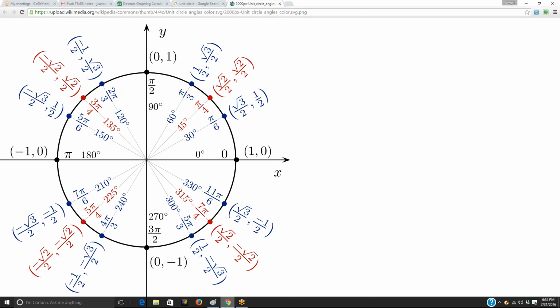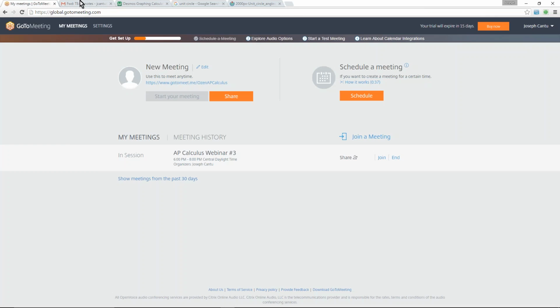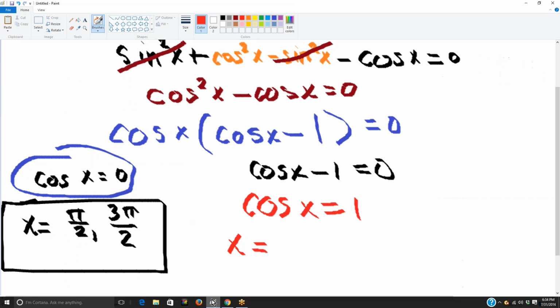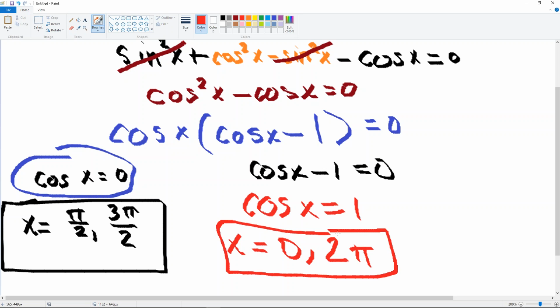And that's it. But we know that 0 is also the same thing as 2 pi. So go ahead and also put it in there. So it's going to be at 0 and at 2 pi. So just go ahead and place them in there, even though we know that 0 is 2 pi. Same thing.